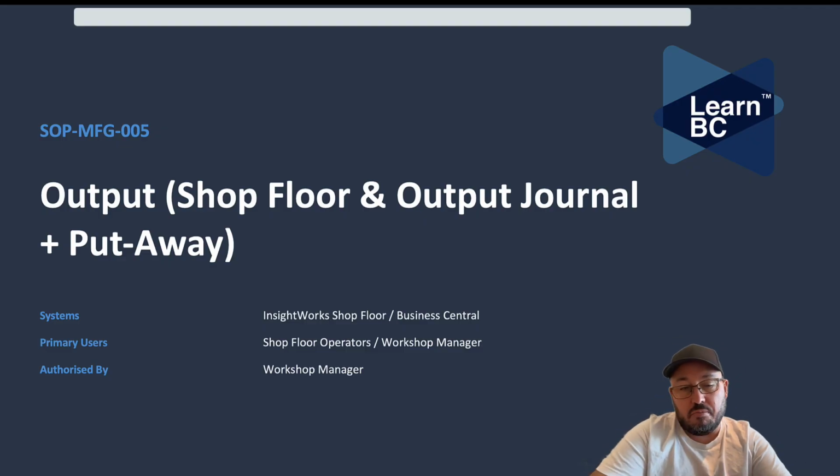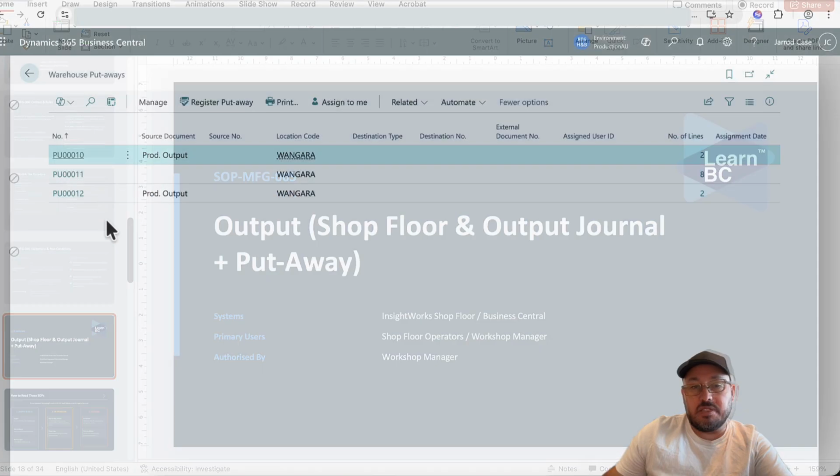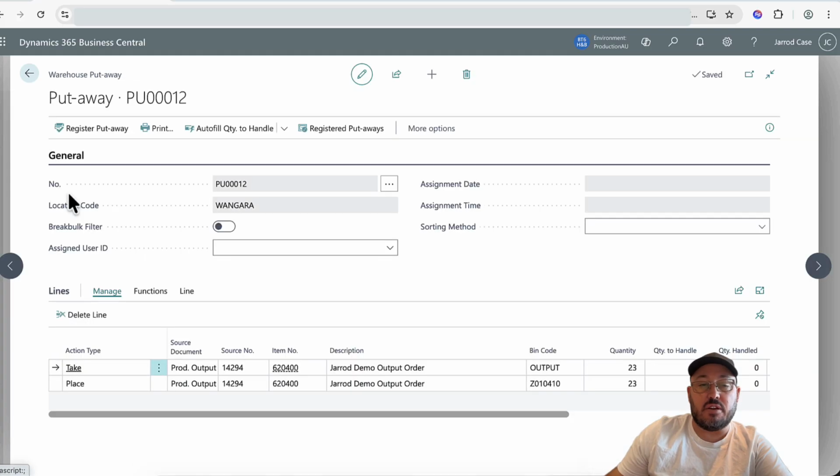Now I want to bring your attention in Business Central to the put away. We now have a put away created. I'm not going to complete the put away, but I want to show you what it looks like. In Business Central, we can see we've got a put away 12, which has a production output as the source. If I click on it, it's going to show me the 23 components. We're being told to output to a particular bin for this put away.